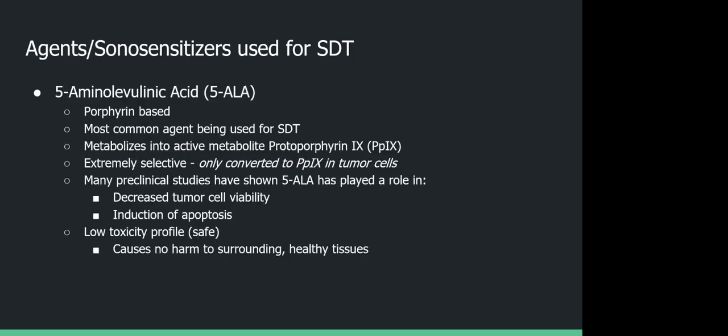The other one is 5-ALA, and it is the most common agent used for SDT. It is porphyrin-based and metabolizes into the active PPIX. It's extremely selective, which is why it's interesting, because it really only concentrates in tumor cells. Many preclinical studies have shown that it decreases tumor cell viability and induces apoptosis. It's also very safe, and it's been used in previous brain cancer studies as an indicator of where the tumor is.